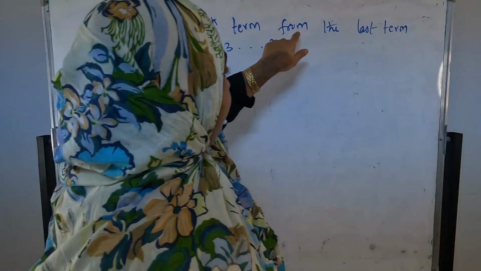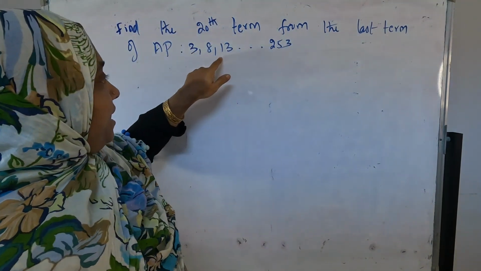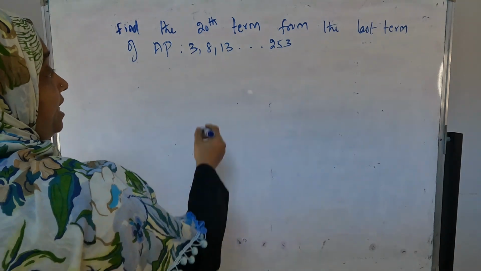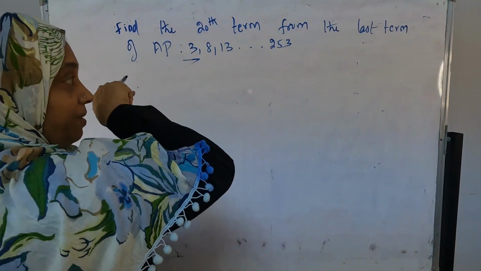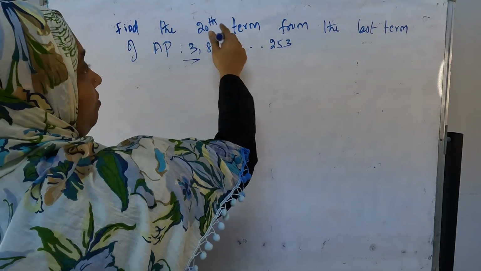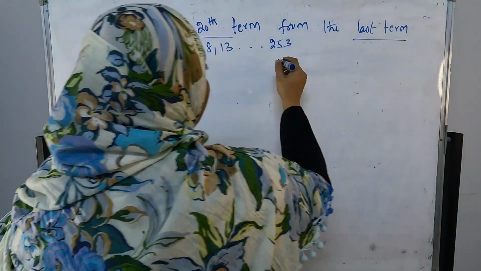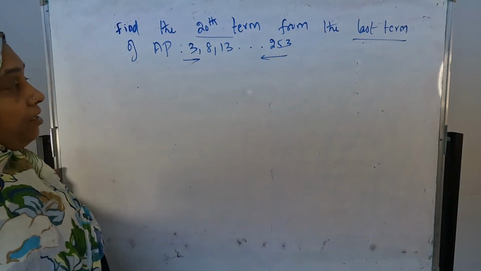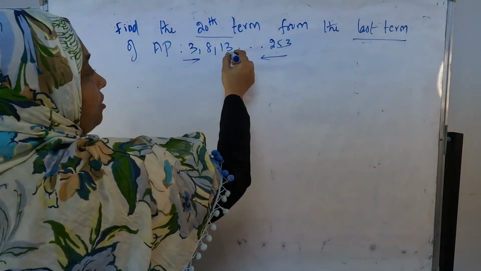Find the 20th term from the last term of the AP 3, 8, 13 and so on. What are they asking? Not from the beginning; they are not asking for the 20th term from the first. What is it? From the last term. From the back side only they are asking. So from this only it is going to start.